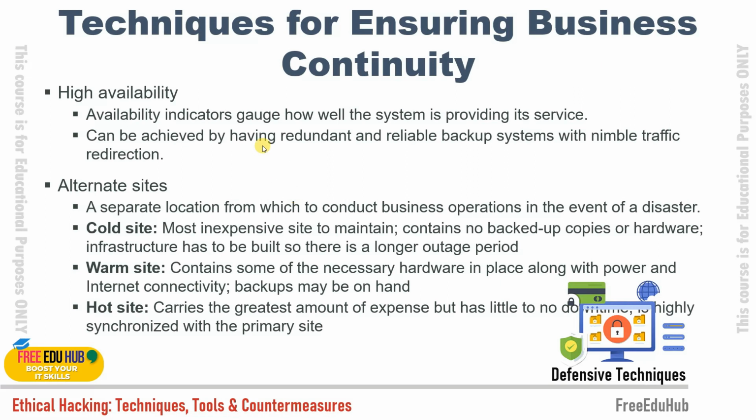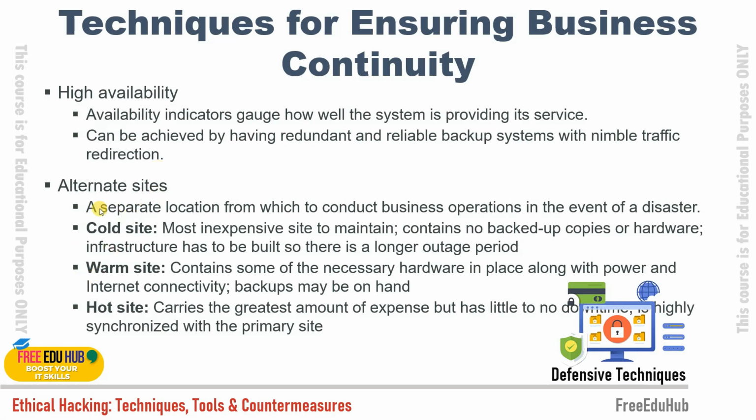Now, among the techniques for ensuring business continuity, further, we have high availability as well. High availability indicates and gauges how well the system is providing its service. It can be achieved by having redundant or reliable backup systems with nimble traffic redirect. So we'll have another system running in parallel to the primary system, so that if the first one fails, the second one would immediately take over.